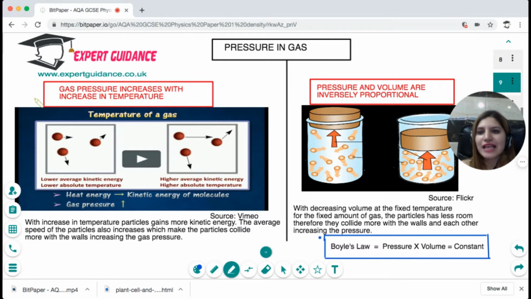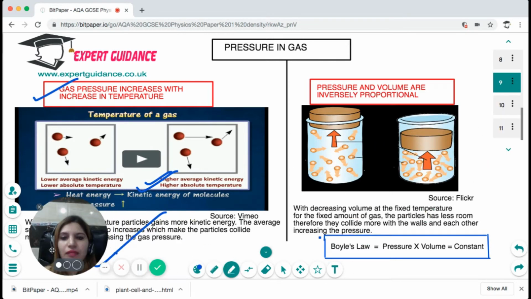Okay, so now the last concept, the pressure in a gas. Now, the gas pressure increases with temperature. This is the concept, and why? The reason is when we increase the temperature, the particle gains more kinetic energy, and the velocity of the particles also increases, so they collide more with the walls, increasing the gas pressure.